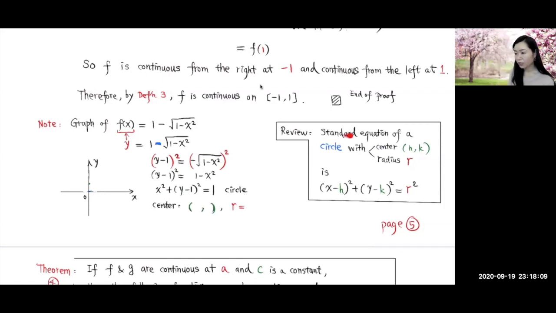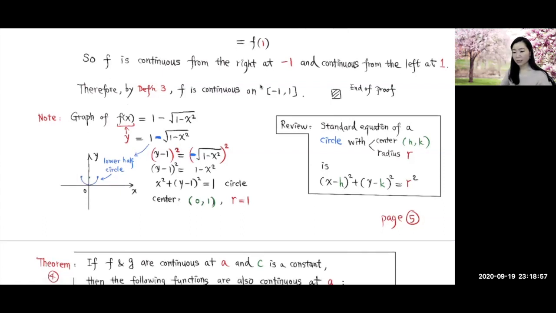Remember, the standard equation of a circle that we just reviewed is this one. And the center for this circle over here is (0, 1), with the radius over here being 1. Now, the graph of this is not the whole circle though. It is only the lower half of the circle because of this minus sign over here. If this is a plus over here, then this will be the upper half. But it's a minus here, so that's the lower half of the circle.